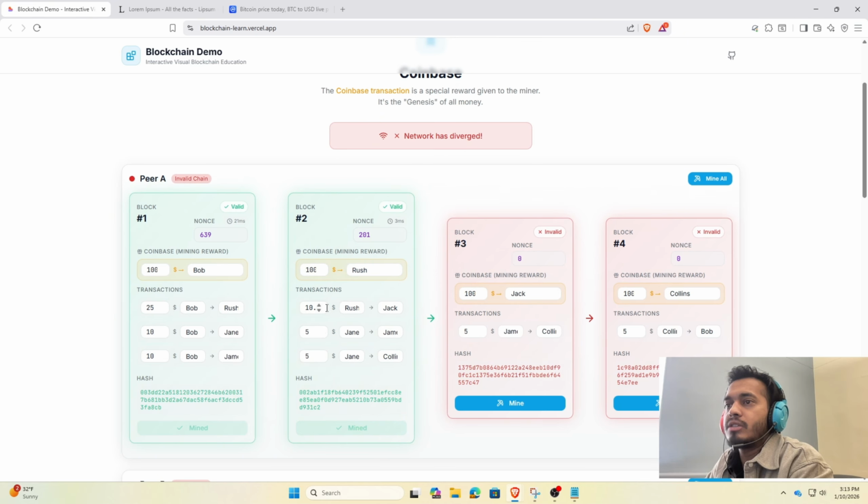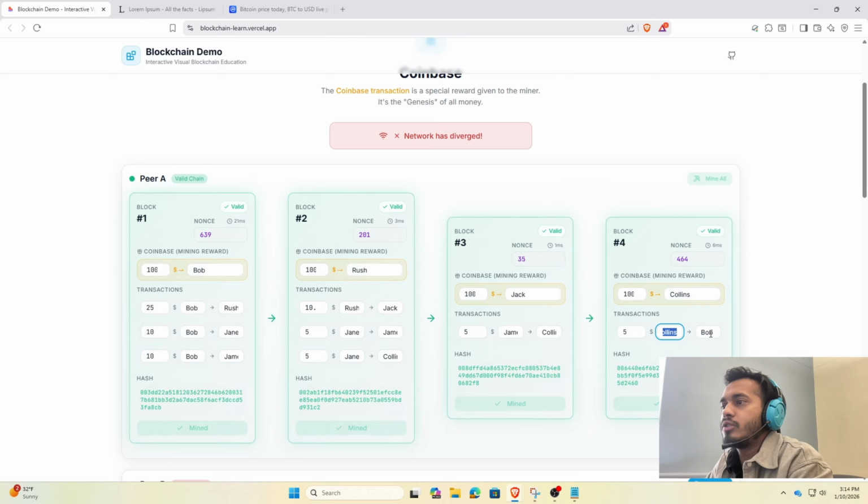Okay, how much did Ross give? Only $10 Ross gave. Ross has how much? $100, right? And also $25 was given by Bob to Ross. So altogether Ross has how much? 125, right? If you solve like this, every block, everything is valid, right? It's checking. Now $5 is given by Collins to Bob. Can he give $5? Yes, because he already has $100 given as a reward from the mining.